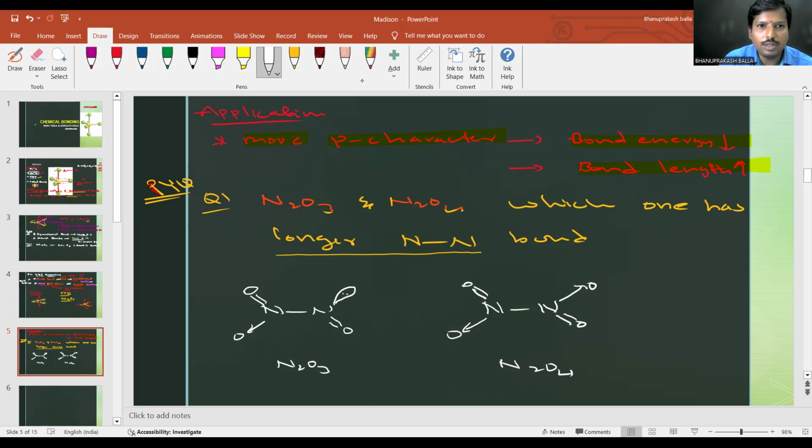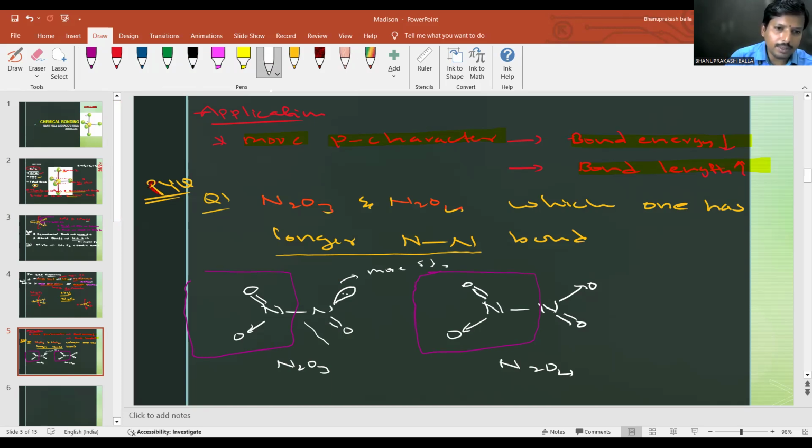What is the difference between these two structures? This part and this part, both parts are common. But what is the differentiating part? The remaining part is different. Got it? So here the lone pair will be present, and it has more s percentage.